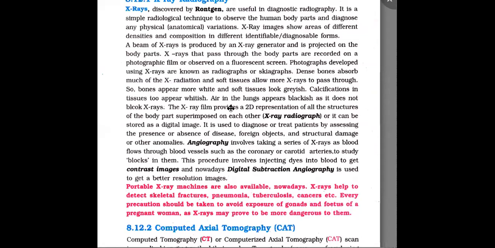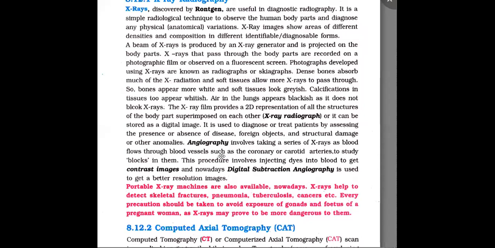So, X-ray film provides a 2D representation of all the structures of the body parts superimposed on each other, or it can be stored as a digital image. It is used to diagnose and treat patients by assessing the presence or absence of disease, foreign objects, structural damage or other anomalies. That means in the case of fractures. Now the second concept is angiography.